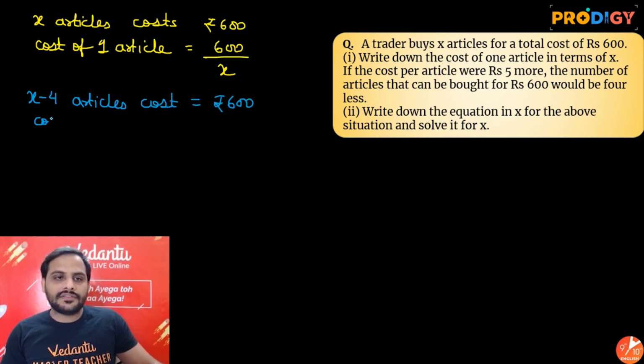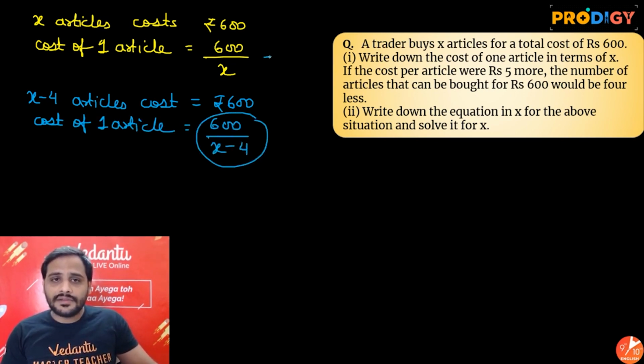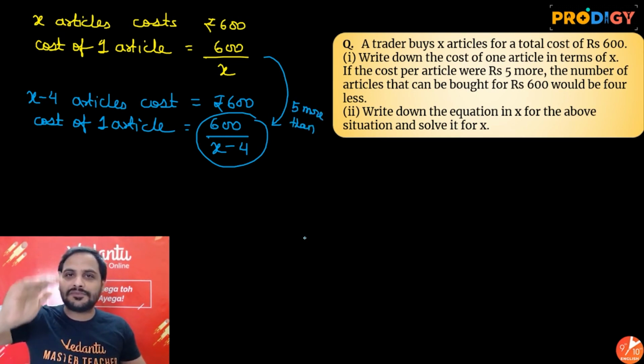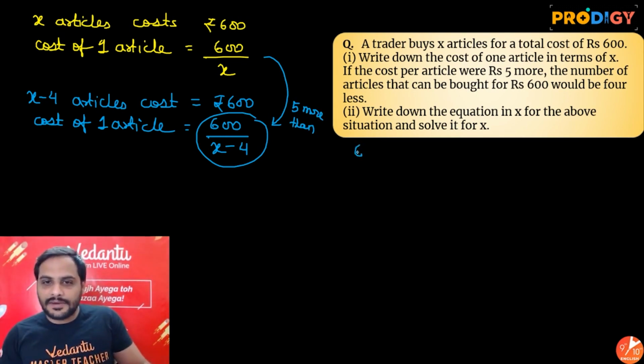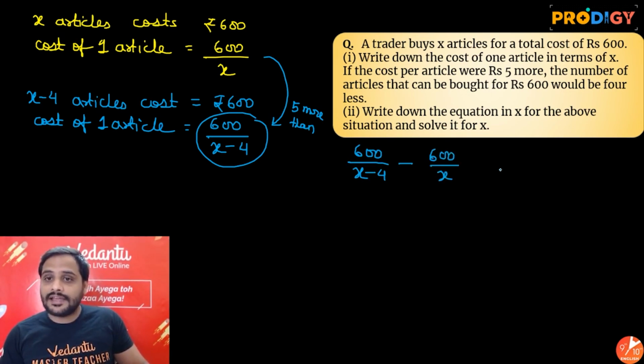So I can say in this case the cost of one article will be equal to 600 upon x minus 4. And this price is 5 more than the previous one. That is what the question is saying: cost of one article is increased by rupees 5. So from this price 600 upon x minus 4, if I subtract 600 upon x, I will get 5 as my answer.